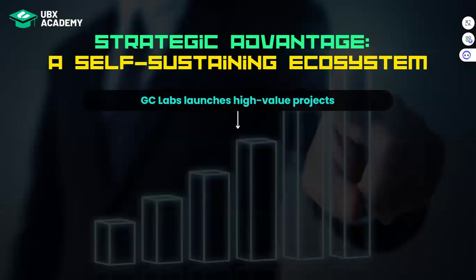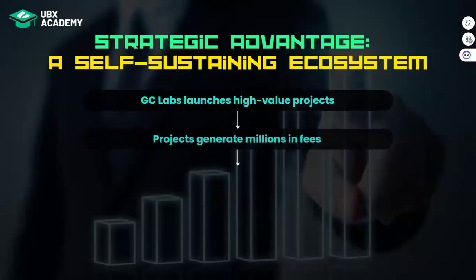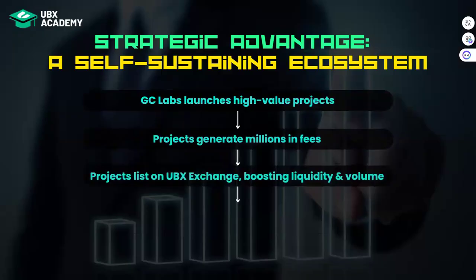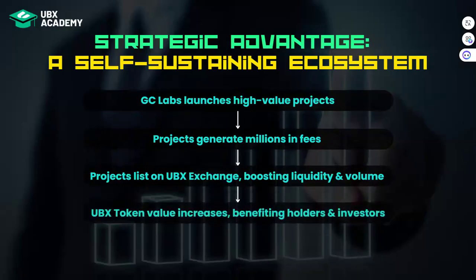So just a recap. How does the exchange manage to get profit from the benefit of GC Capital? Obviously, once GC Labs launches high value projects into incubation, they will generate millions in fees from the participation. From there, they will get listed on our UBX Exchange. Once listed on UBX Exchange, it definitely boosts the liquidity and volume of the token, and also the transactions on UBX Exchange. Once there are a lot of people participating in the Launchpad, that creates demand for the UBX token. Hence, the value of the UBX token increases, and this will benefit our holders and investors.